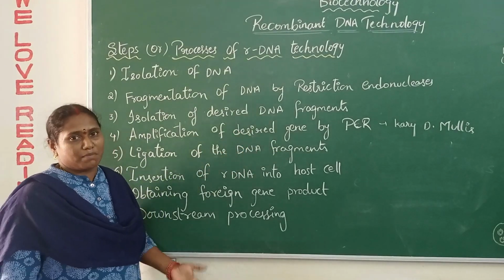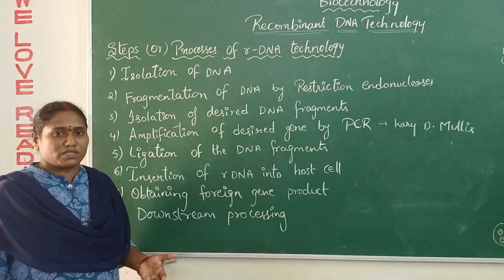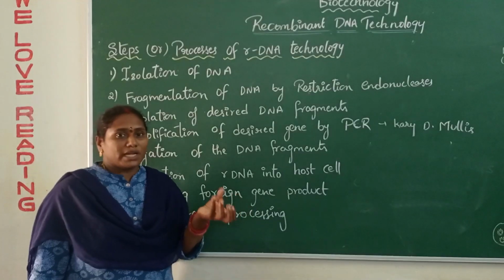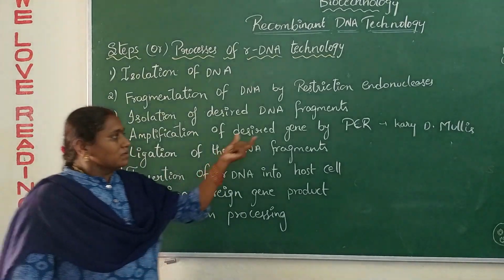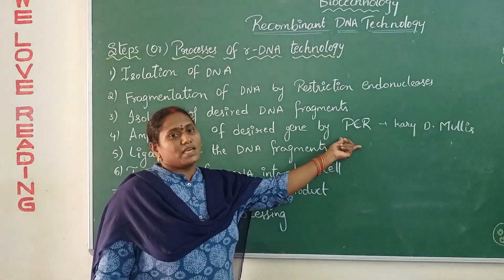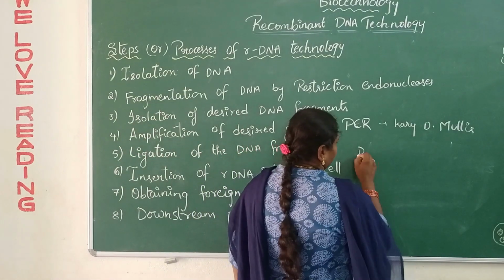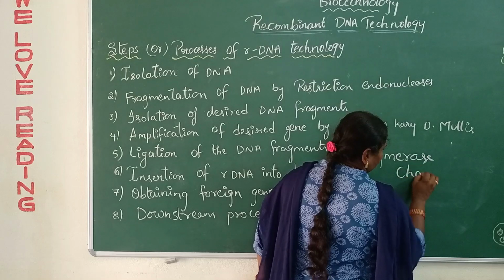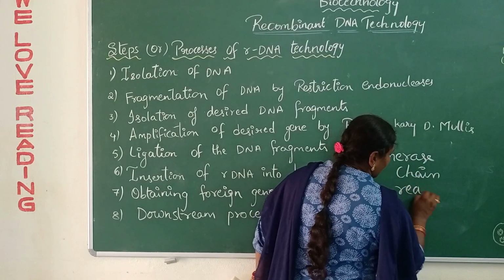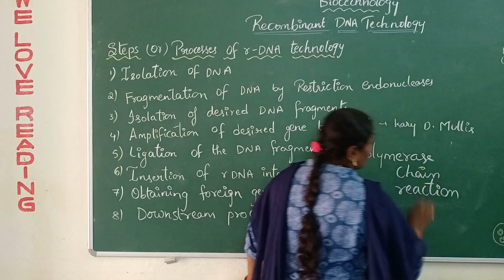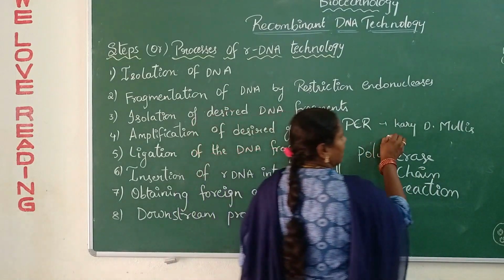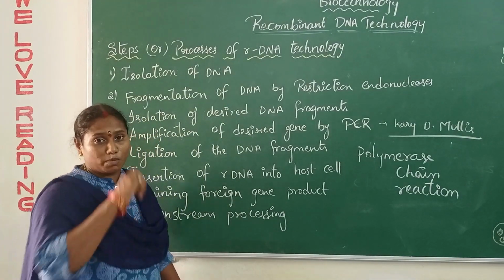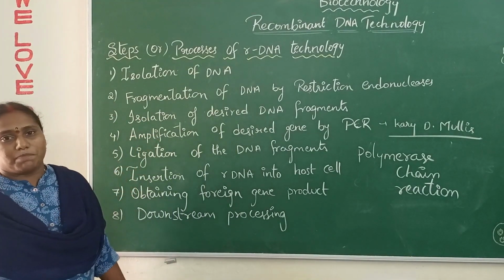So what do you mean by amplification? It is also one of the processes of separation. In this amplification, we are going to get the desired gene. This desired gene is obtained by using PCR, polymerase chain reaction, which is also known as PCR. This was first invented by Mr. K. Carey Mullis. He also got a Nobel Prize for this PCR technique.